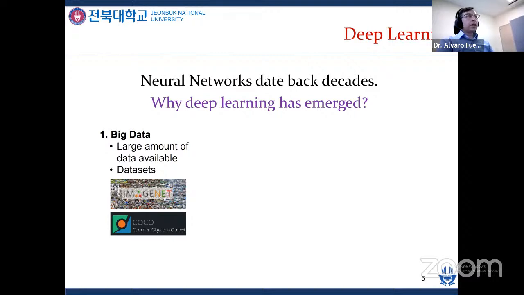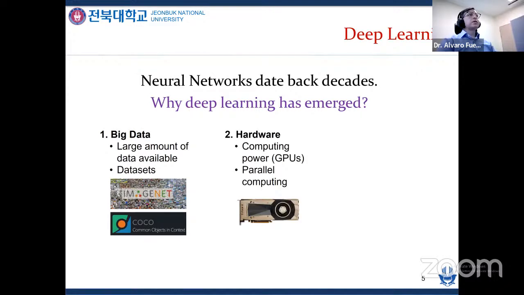We start with big data: large amounts of data and data sets which are easily accessible for research purposes, and not only in terms of images, but also other types of data sets like audios and videos, depending on the application. We also have high computing power systems like GPUs that speed up the training and development processes, especially of the AI models.